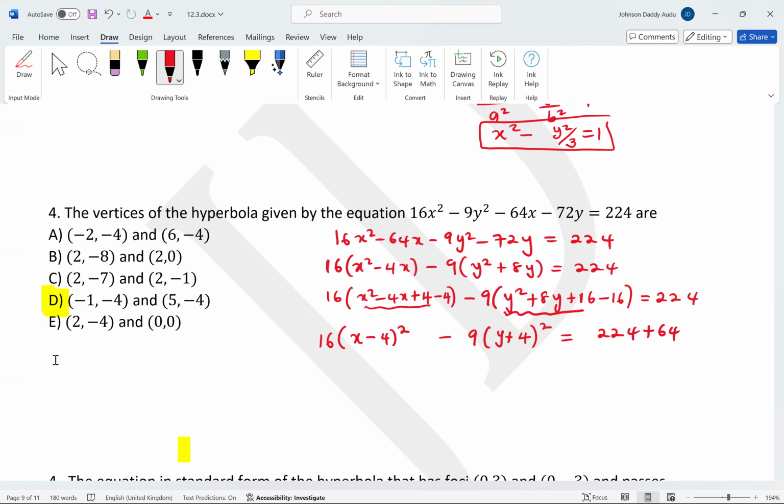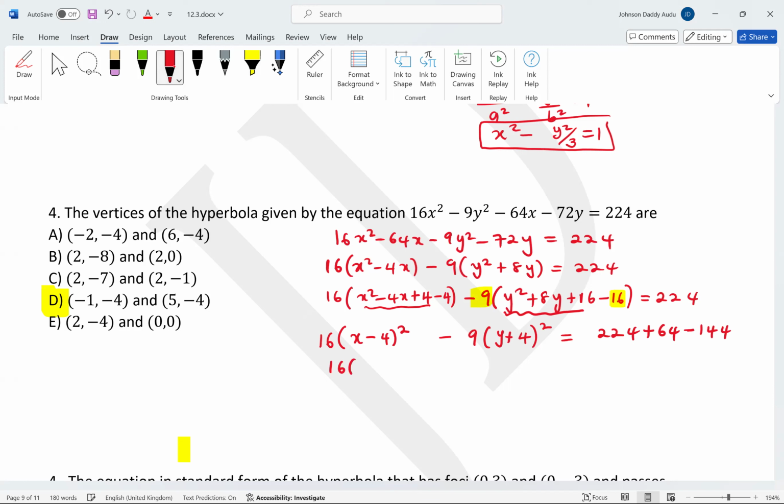Then the next thing is what? Here you have minus 9. So you have minus 9 minus 16. Please take note of this. This is minus 9 minus 16. So you have 9 times 16, which is 144, right? But now here it's plus. Since it's plus, it has to go here as negative. So we have negative 144.